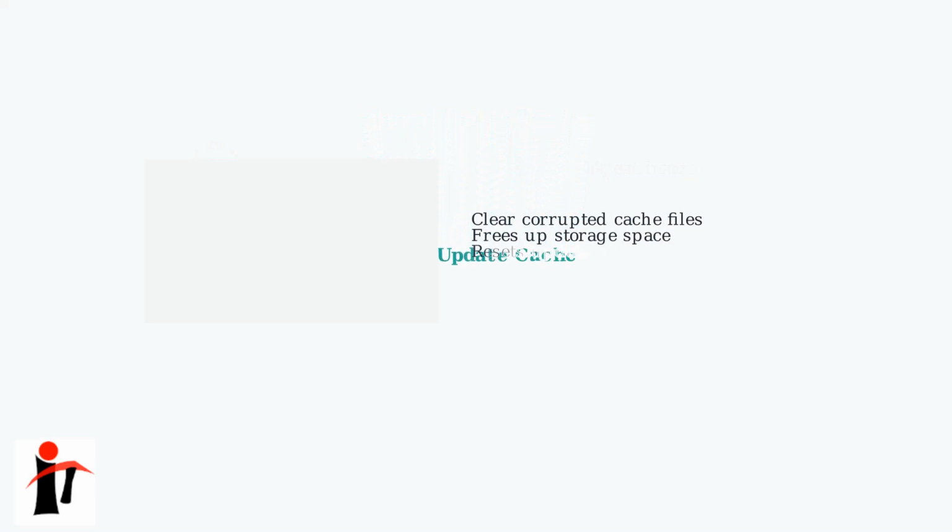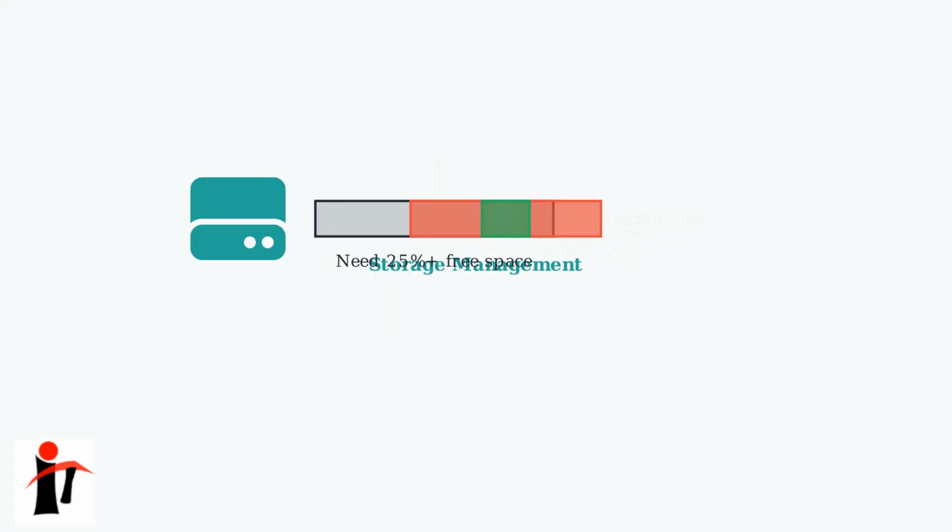Clearing the update cache removes corrupted temporary files that may be blocking the installation process. This option, when available, can resolve issues where updates download but fail to install properly. Insufficient storage space is a common cause of update loops. YouView boxes need at least 20% free storage for updates, but 25% or more is recommended for optimal performance.